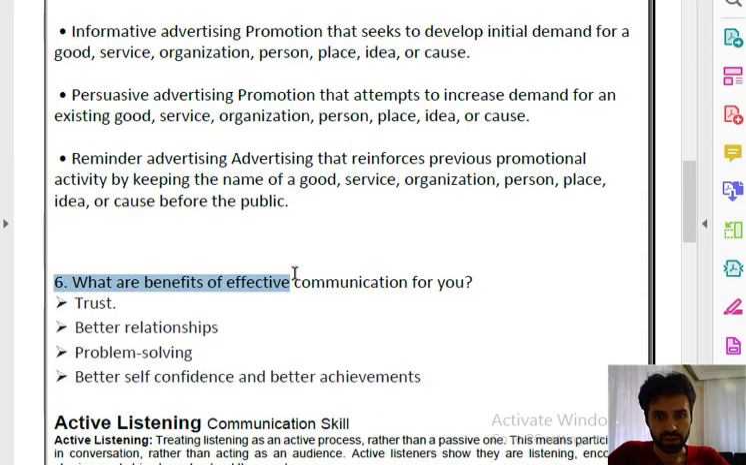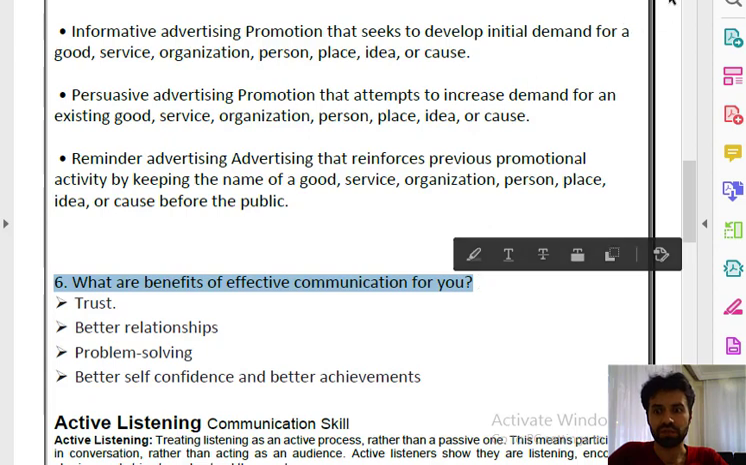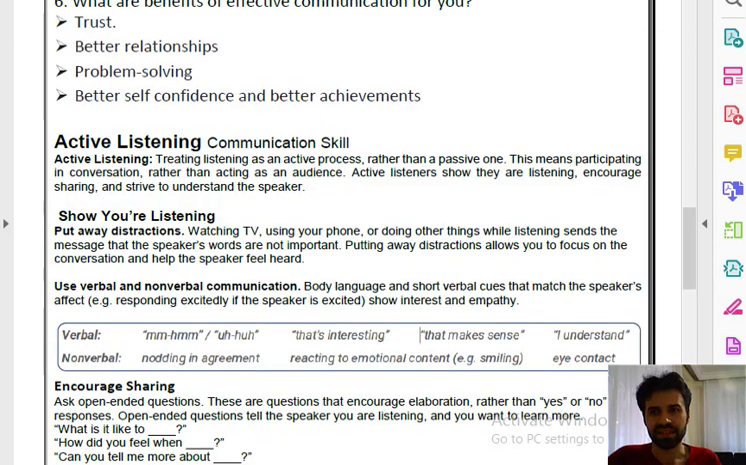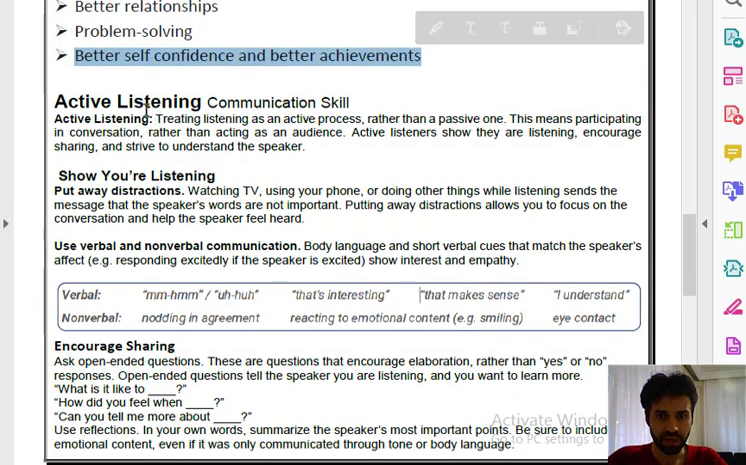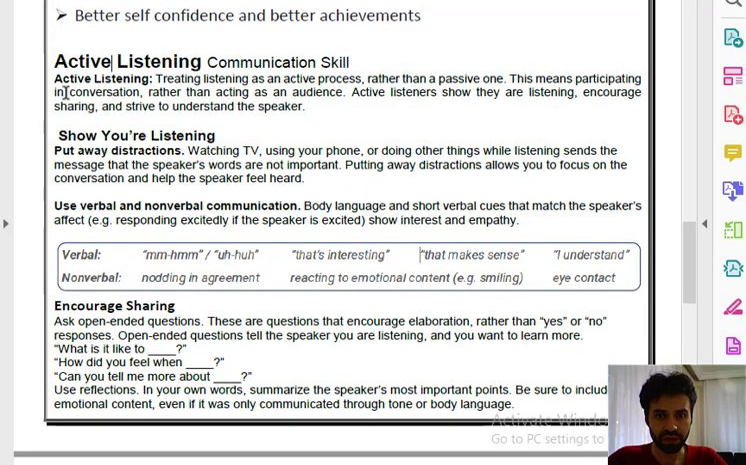Number 6, what are the benefits of effective communication for you? Trust, better relationships, problem solving, better self-confidence, and better achievements are the benefits of effective communication. Now, what can you do for effective communication?